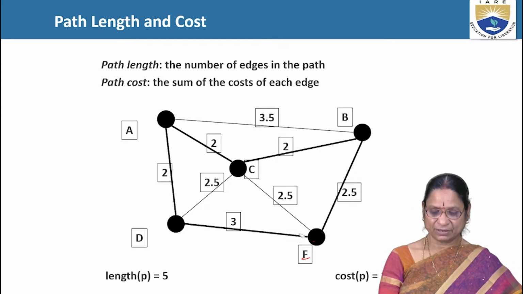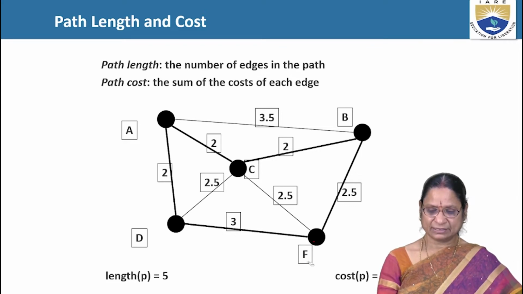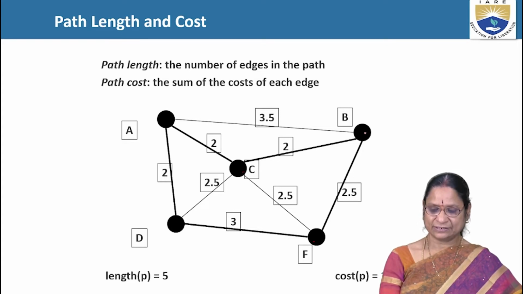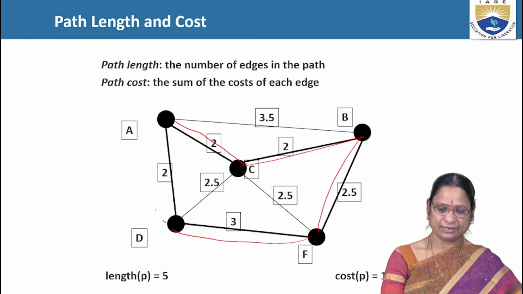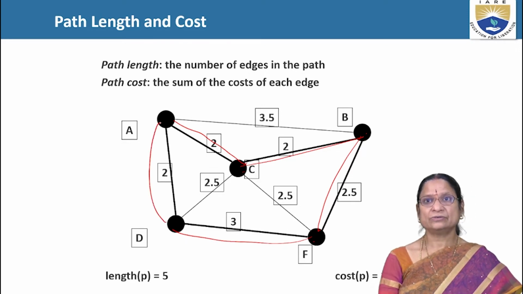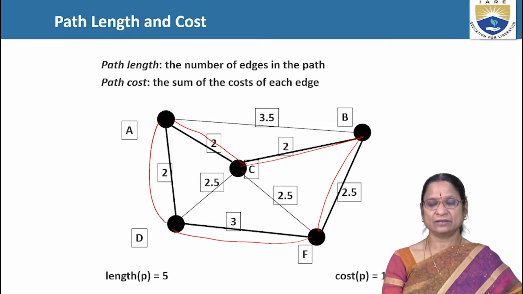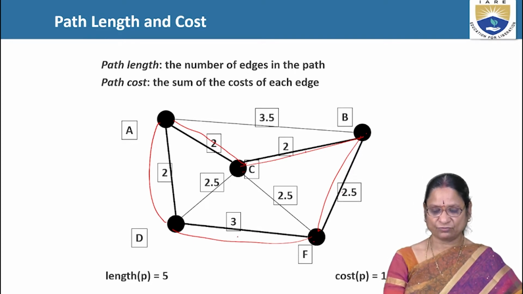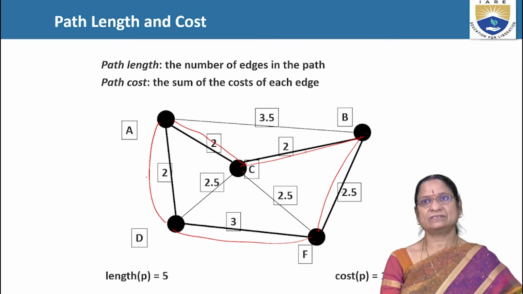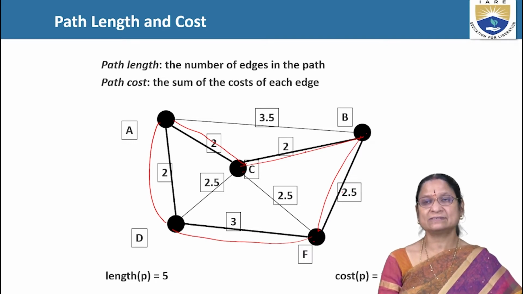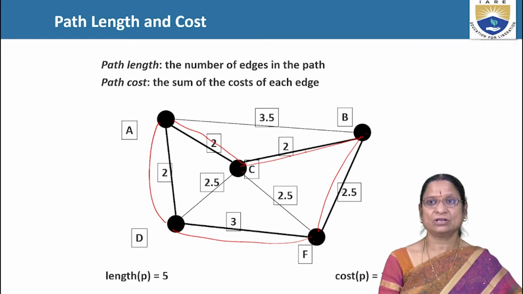So the path is considered based on that. If you consider the path A to C, C to B, B to F, F to D, and again D to A, this is the path. How many edges are there? If you observe 1, 2, 3, 4, 5, there are 5 edges. The starting and ending vertices are the same, so it is also a cycle, having a length of 5 edges.